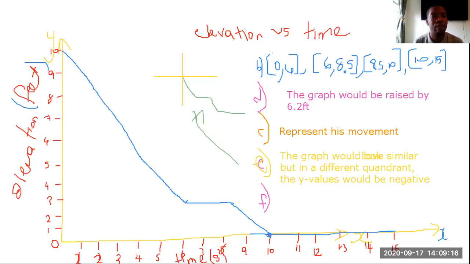So we need to find his average rate, all right? We need to find his average rate between 0 and 6 seconds. So between this part, 0 and 6, what was his average rate? How would we do that? His average rate. So I'm going to go on a different sheet, different color.